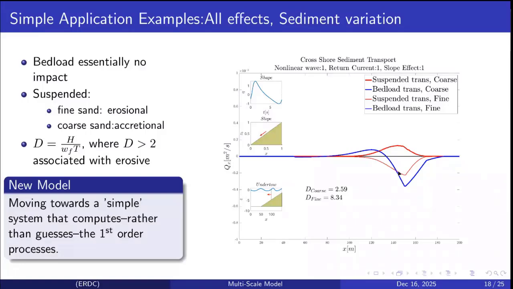And so what we're doing here is trying to develop a system where we're not trying to guess anymore what the impact of a fine or coarse grain size is, but rather compute it. And so these first order processes of shape and slope and undertow and grain size are now being computed rather than being just guessed, as they do in some of the sediment transport models that we now use.